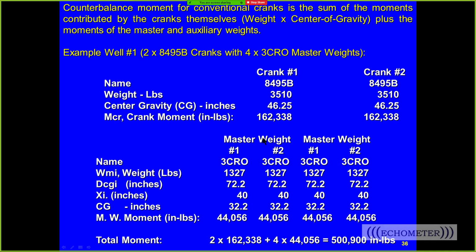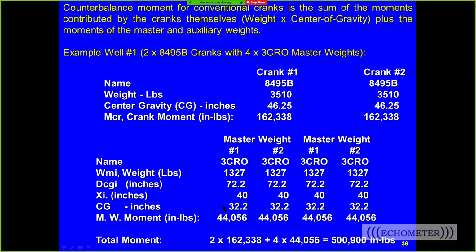And so here's a simple example where we have an 8495B crank. It's stamped on the crank for this Lufkin well. That's crank number 1. Crank number 2 is the same. Usually they're almost always the same. I can't think of a reason why not to have the same crank, because if they're not the same, it's going to cause damage to the gearbox shaft. And then we have the master weights, or 3 serial master weights, and this is the master weights on top of crank number 1. This is master weights on crank number 2.